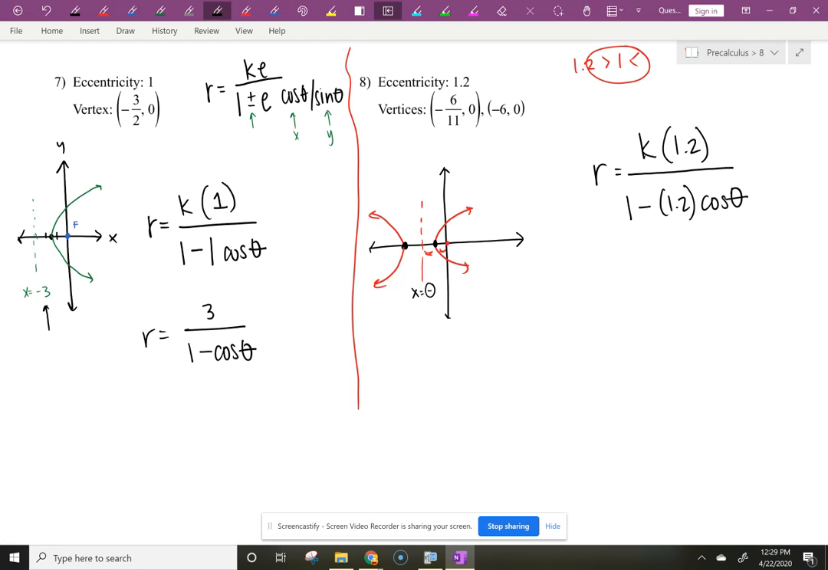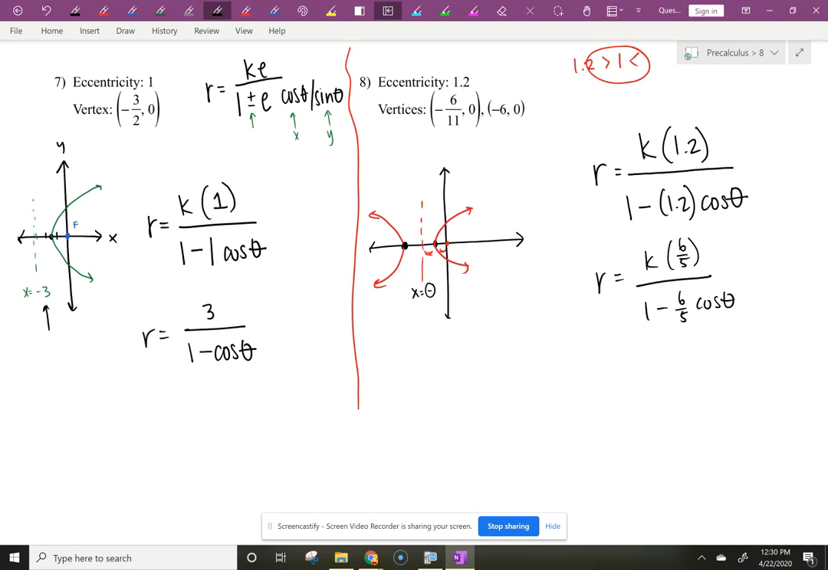Now, I don't like the 1.2. I really wish that was a fraction. So what is that? 1 plus a fifth. So 5/5 plus 1/5 is 6/5. So can I rewrite this as k times 6/5 over 1 minus 6/5 cosine theta? I don't know, it just looks prettier. I think it looks prettier. All right. Now I have that, right? So that's the equation. I just don't know what the k value is.